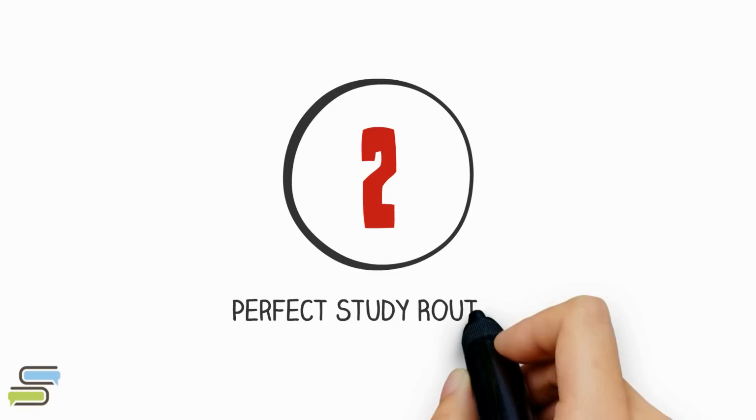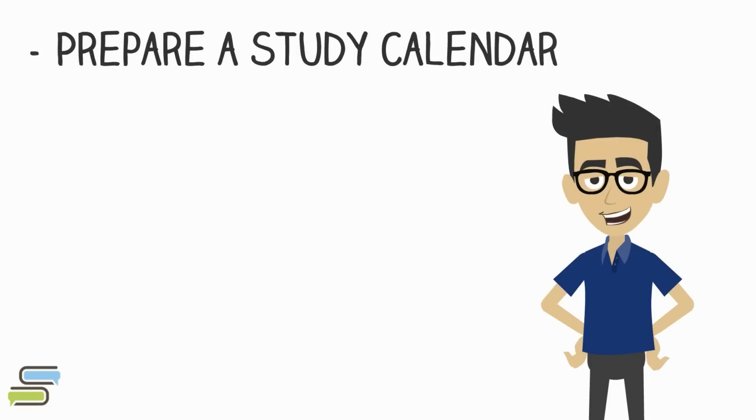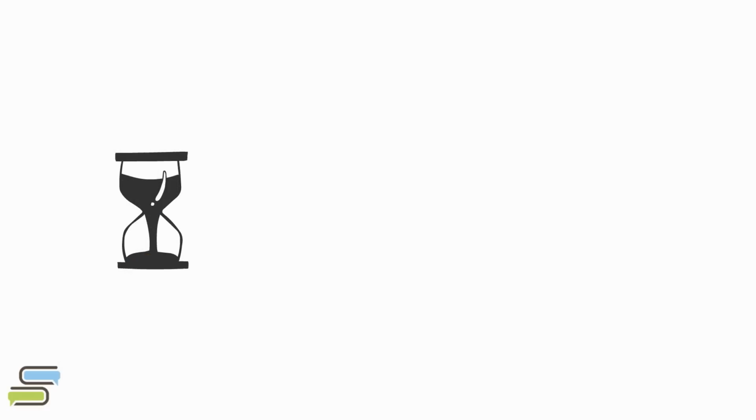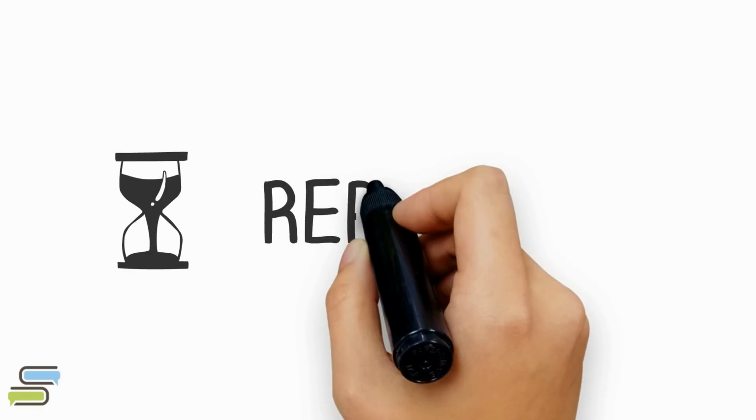Plan your study. Prepare a study calendar. Spread out your study sessions into many short, intense bursts. You can try the Pomodoro technique, which consists of cutting out all distractions and setting up a timer for 25 minutes of intense work each time.